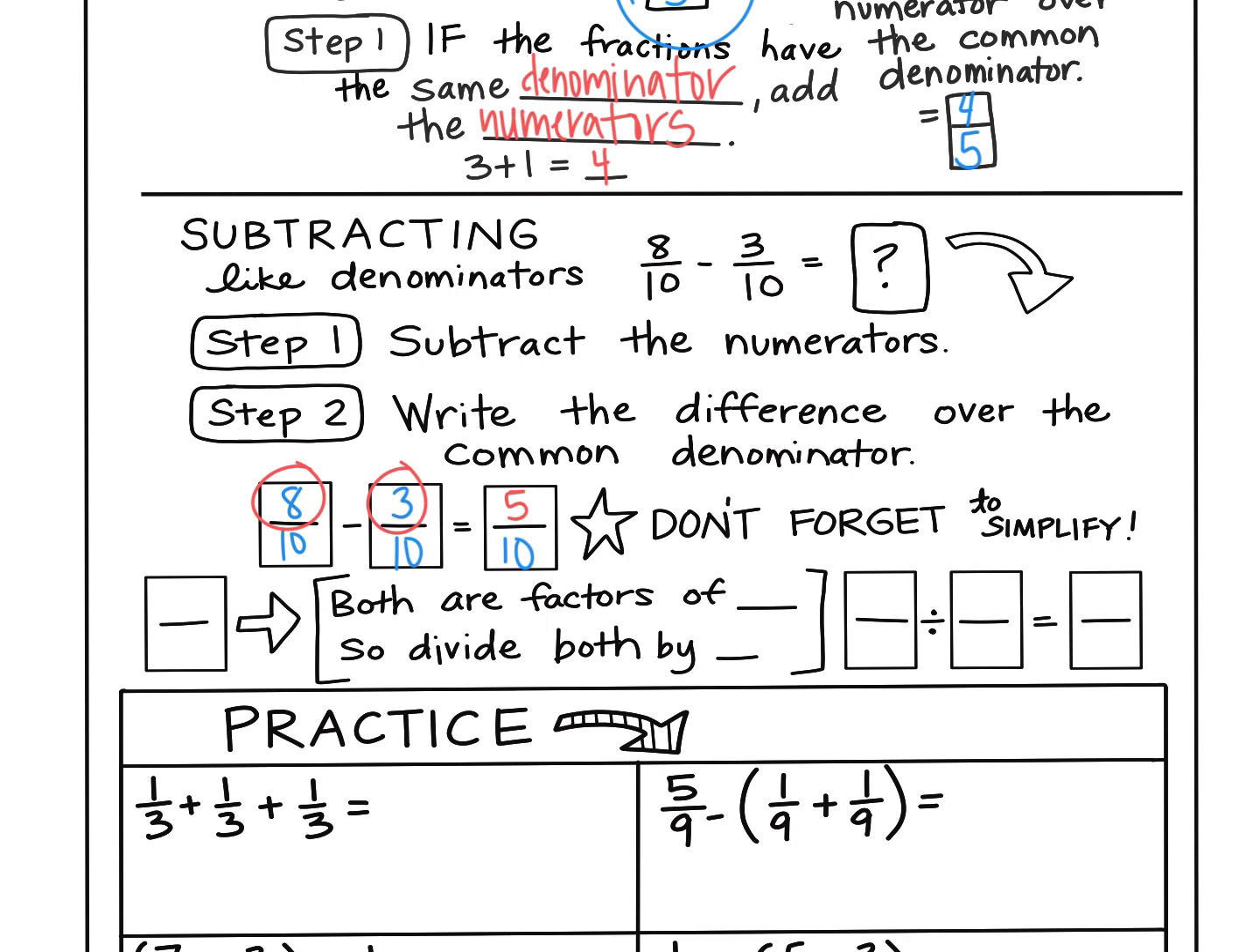But don't forget to simplify. This one can be simplified. So I'm going to start with my answer, 5/10. It says both are factors of 5, so divide both of them by 5. In order to simplify, this goes back to using that GCF. The greatest common factor of 5 and 10 is 5. So I would divide both of those by 5, and it simplifies to 1/2. Okay, now we just have some basic practice.